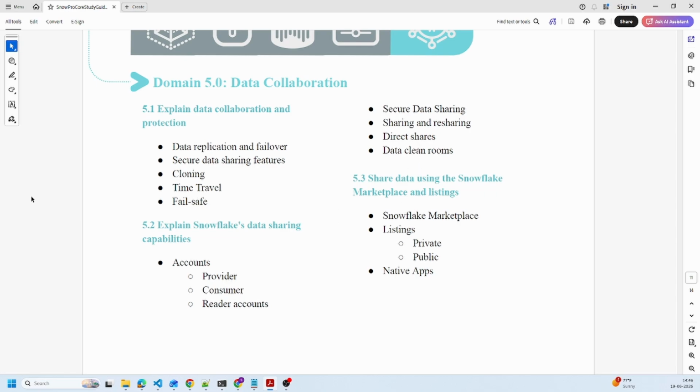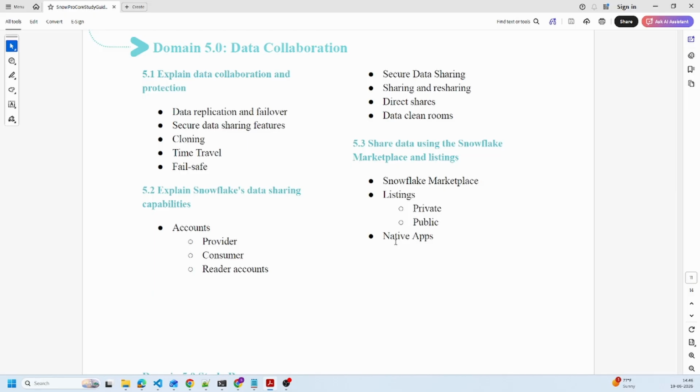Now, even though this domain is smaller, the questions here are usually very clean. They test whether you understand how Snowflake shares data without copying it and how security is preserved across accounts. If you've actually used sharing, this domain often feels like free points. If you haven't, it's worth spending some focused time here.